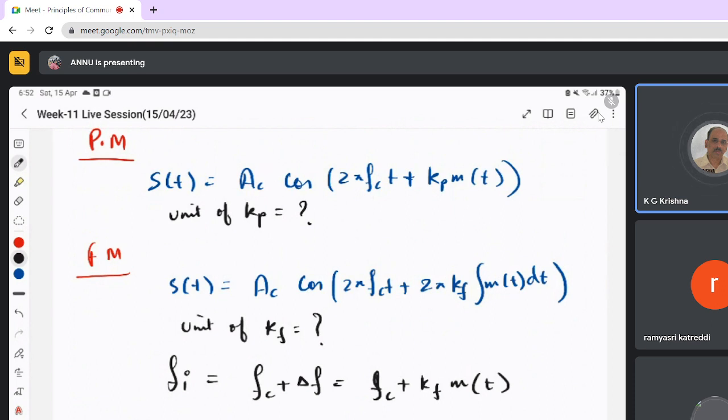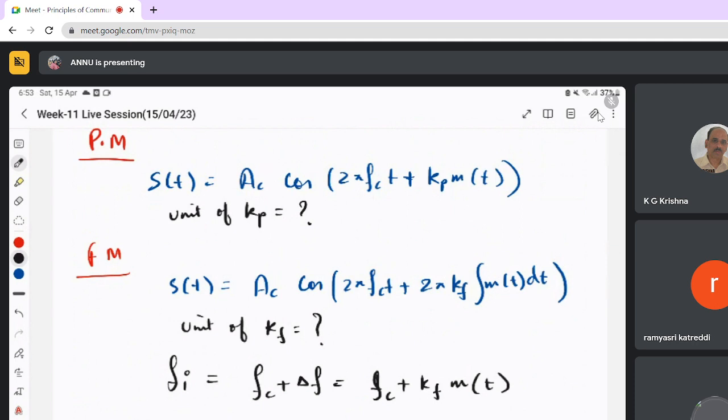Kp. Kf means the sensitivity, right? Frequency sensitivity and phase sensitivity. Okay. Ma'am, what is the unit of this message signal first? You can assume it as voltage. Okay, then it will be volt inverse radian per second, Kp. And Kf? Kf will be, ma'am, radian volt inverse. Yes, ma'am. Radian volt inverse, and this message signal also there. Per second square it should be.